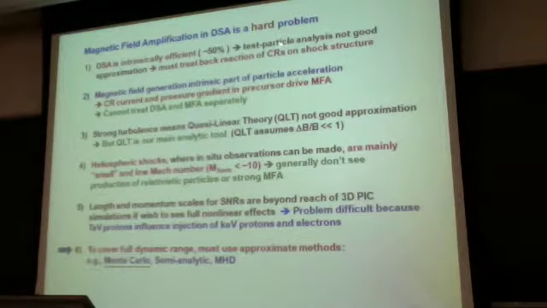But it's a hard problem. It's a hard problem because shock acceleration is intrinsically efficient. Test particle analysis is not a good approximation. You have to have the feedback of the cosmic rays from the shock structure. Magnetic field generation is an intrinsic part of the acceleration. You cannot treat shock acceleration and magnetic field amplification separately, although this is the way it's normally done. Quasi-linear theory is our most important tool, but it clearly is not good if it assumes delta B over B is less than 1, so that's a problem.